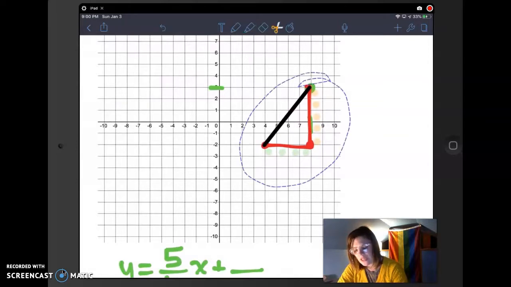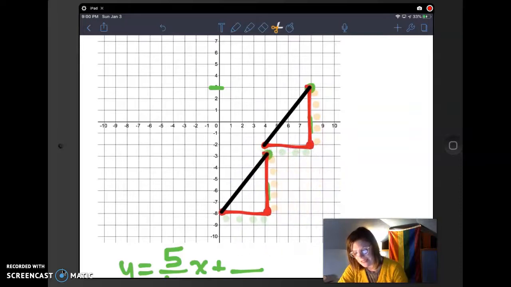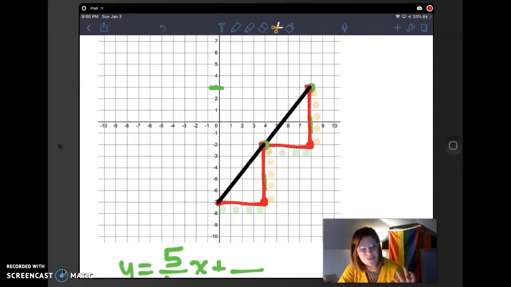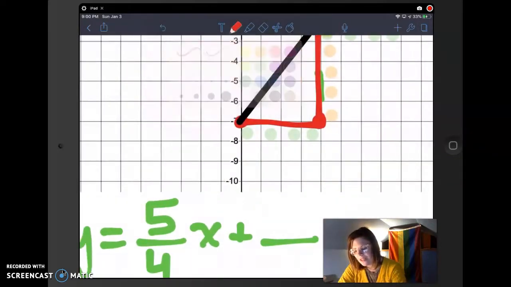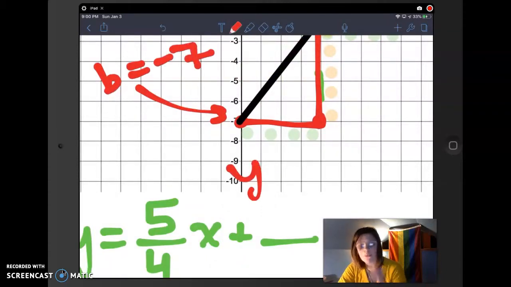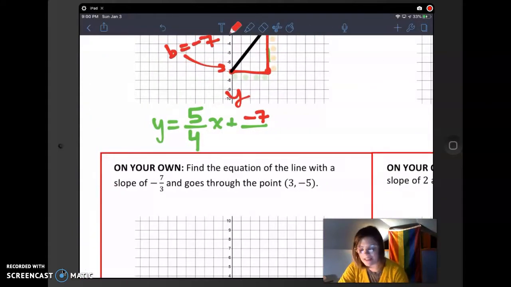And then you can copy and paste that same triangle. Wow, how cool is technology? And you can see here that our B value is going to be -7 because that's where it hits the y-axis. That's why we call it a y-intercept. So this is a -7 there. Make sure if you have an answer like this, you put your answer into Schoology 5/4 x and then -7, not plus -7.